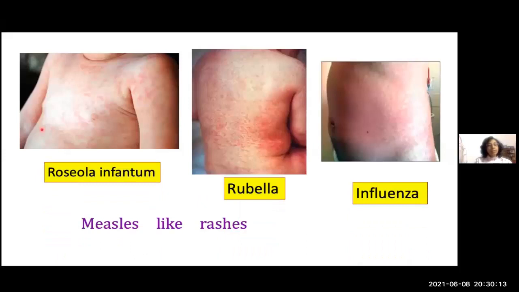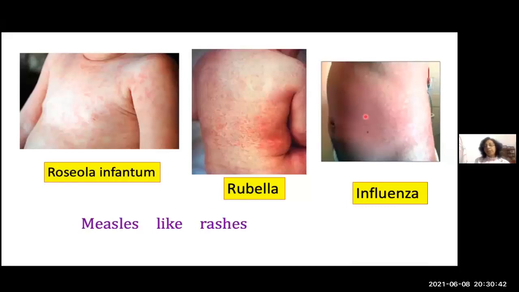So this, we call Roseola infantum. It's caused by human herpes virus 5 or 6. It's a benign self-limited viral infection. Doesn't make infants very ill though. And this is rubella, maculopapular rash. Again, rubella is not a very common infection nowadays because of the vaccination.